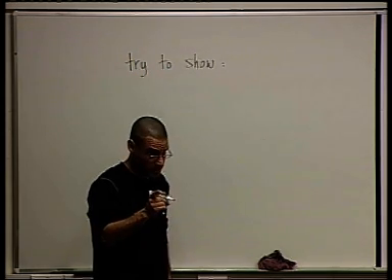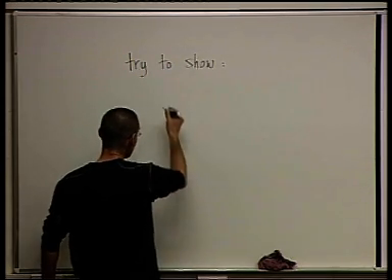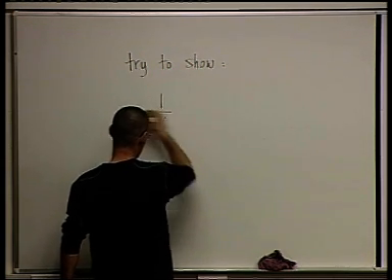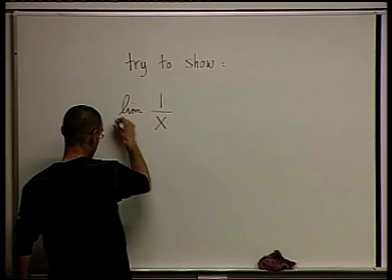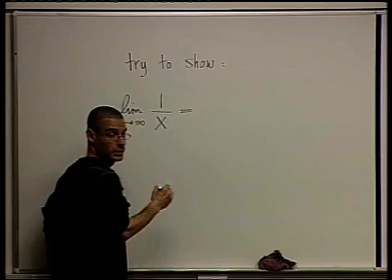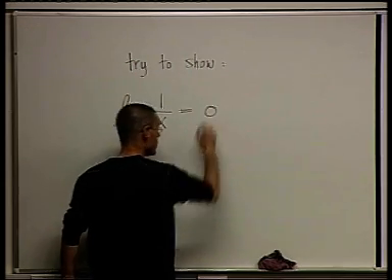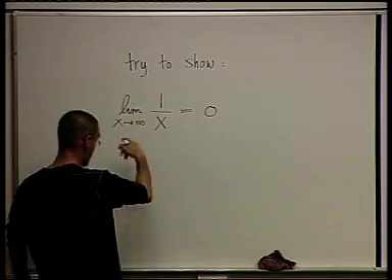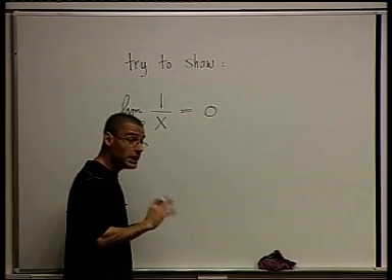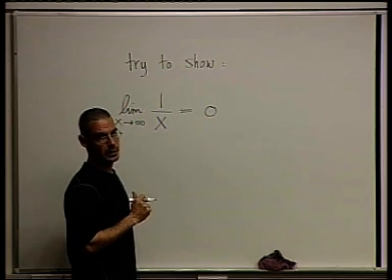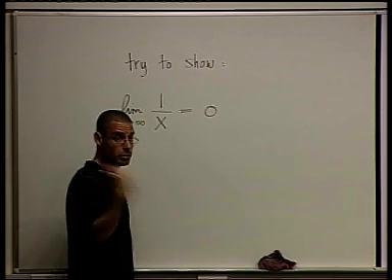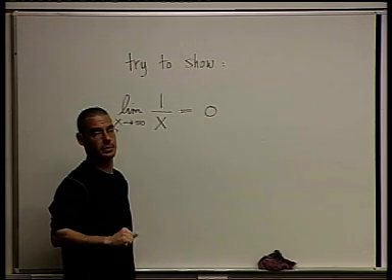Okay? Promise? Good. Try to show that the limit, as x goes to infinity, of 1 over x is what? 0. Try to show this using the definition. Okay? It's really easy for me. The first time you do things like this, they're really challenging. They're really hard. I remember that it was hard for me.